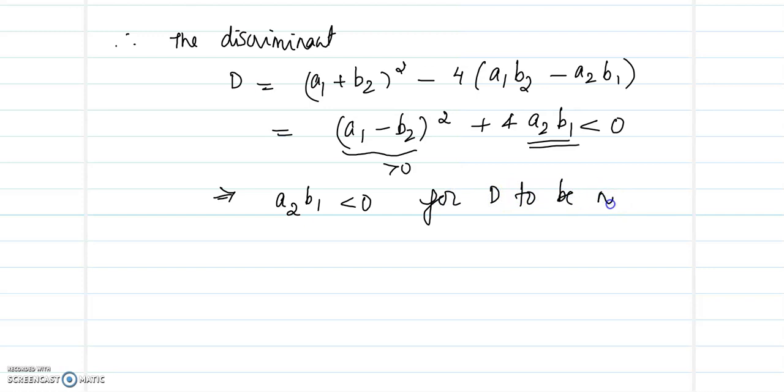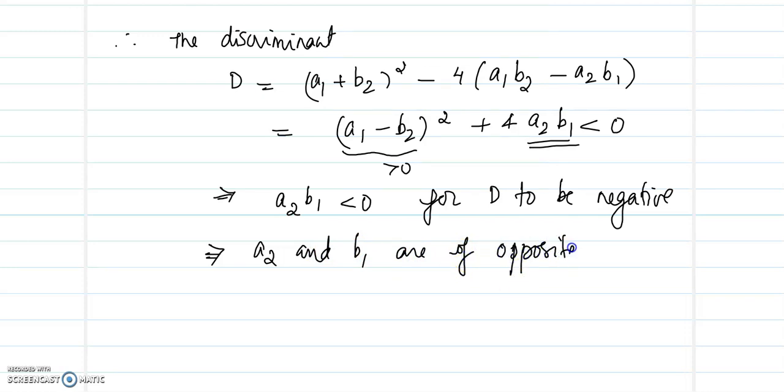So that implies a2 b1 must be less than 0 for d to be negative. Now if you have a product of the form a2 b1, it will be negative if a2 and b1 are of opposite signs. So this implies a2 and b1 are of opposite signs. So then only it can be negative. So we will be using this later.